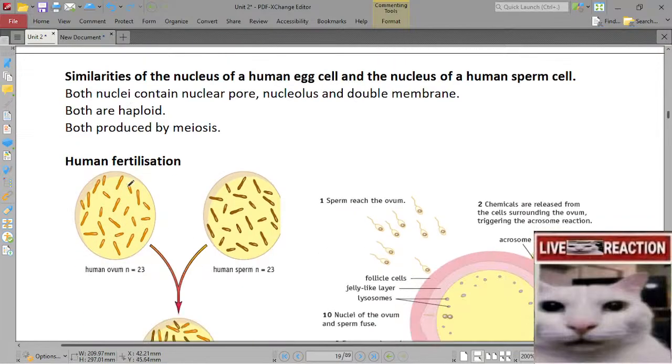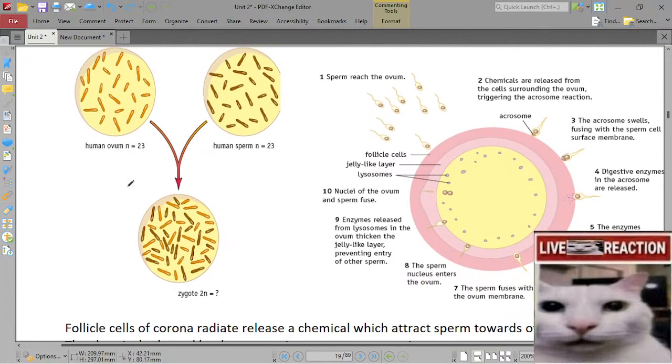Okay. Similarities: both contain nuclei, both are haploid. Both contain a nucleus, nuclear pore, nucleolus, double membrane. Both are produced by meiosis. Released from the cells surrounding the ovum, triggering the acrosome reaction.